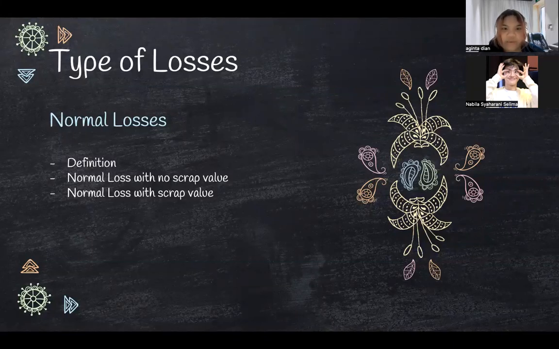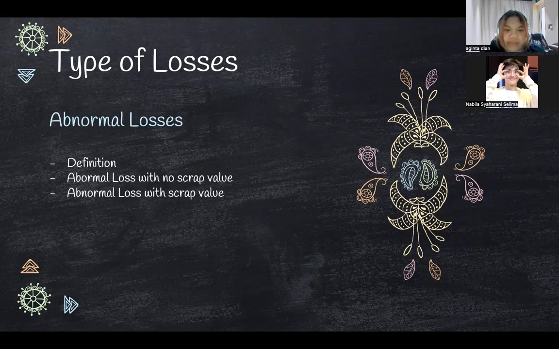Normal loss is divided into two. The first one is with no scrap value. The good production units will absorb the loss and the normal loss becomes a part of production cost and it will increase the cost of output per unit. And there is no entry made for normal loss as the money value is not involved. For normal losses having scrap value, it will reduce the cost of good units.